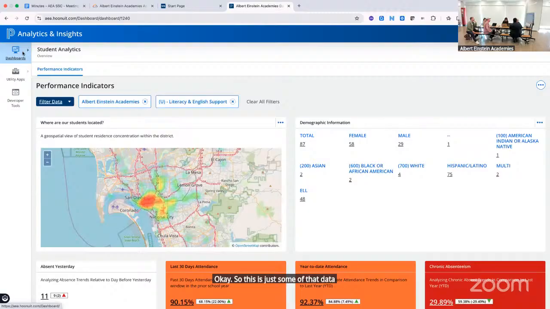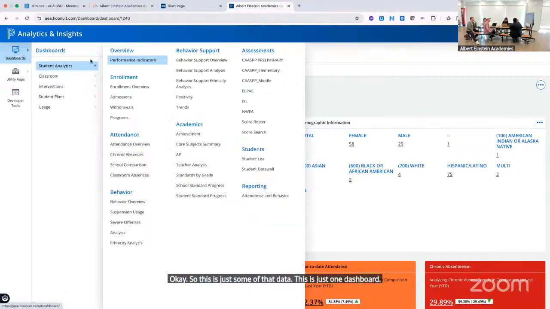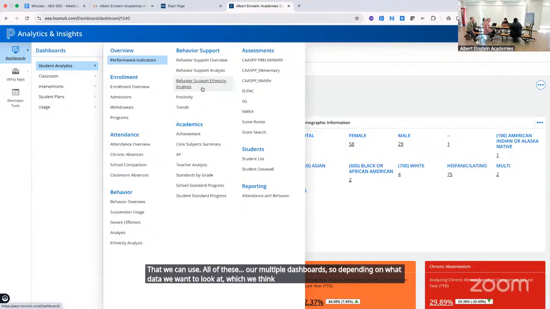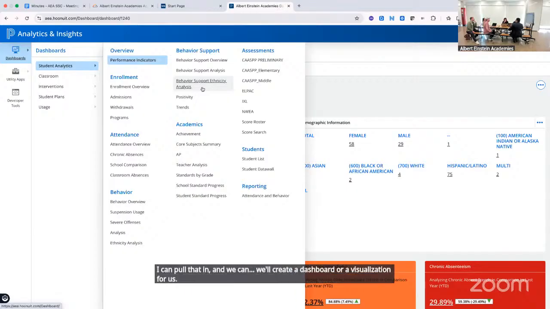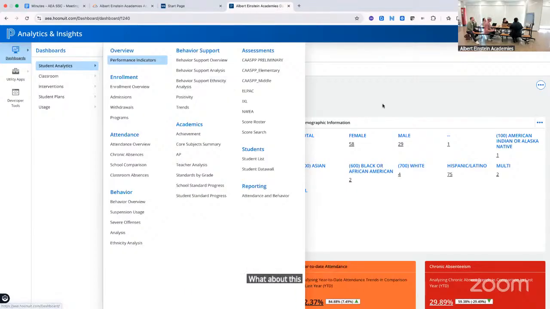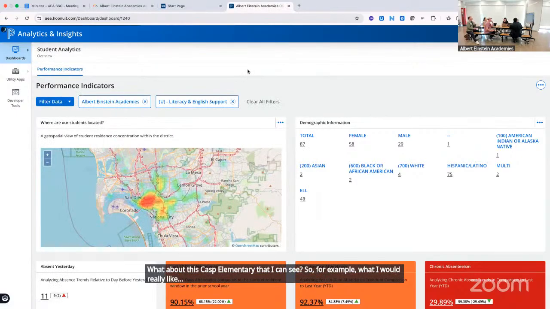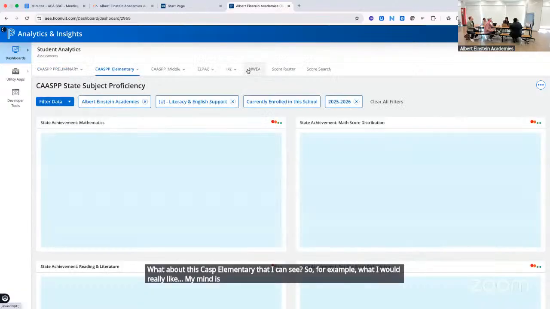This is just one dashboard that we can use. All of these are multiple dashboards. So depending on what data we want to look at, which we think is relevant, I can pull that in and it will create a dashboard or a visualization for us. What about this CASP elementary that I can see? So for example, what I would really like to see in my mind is some indicator that.